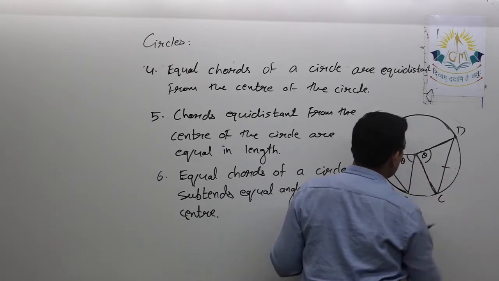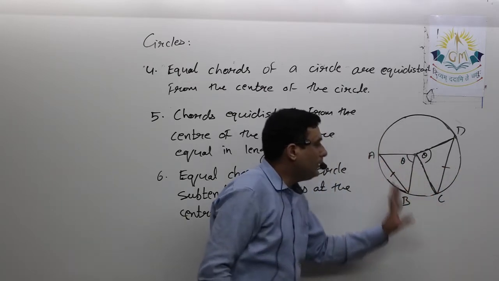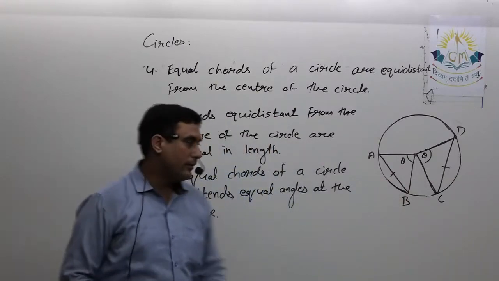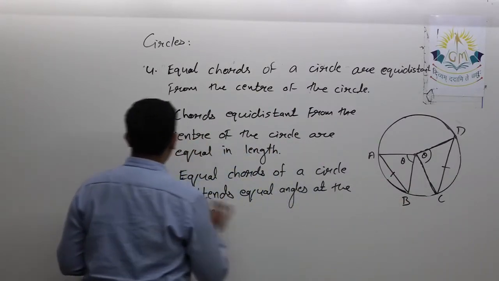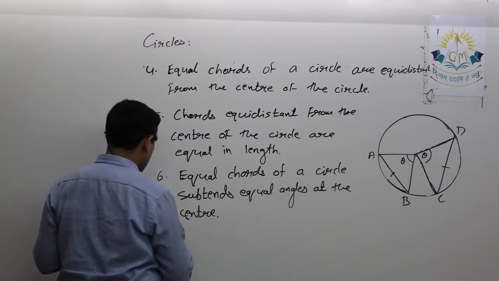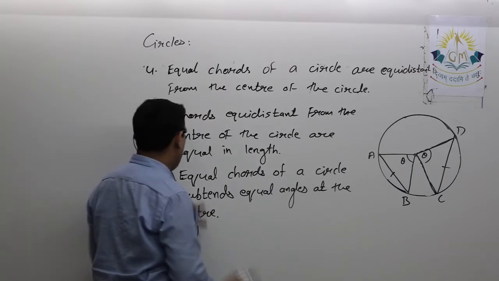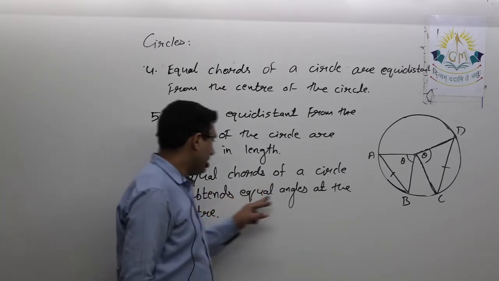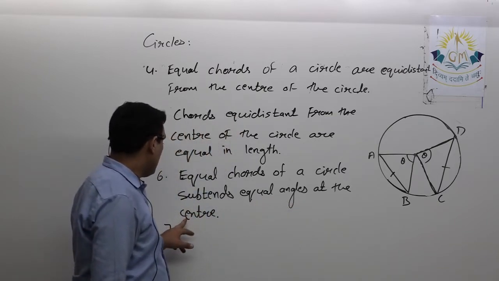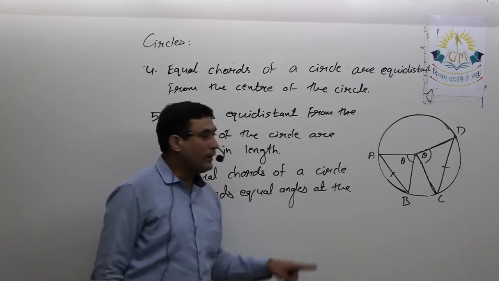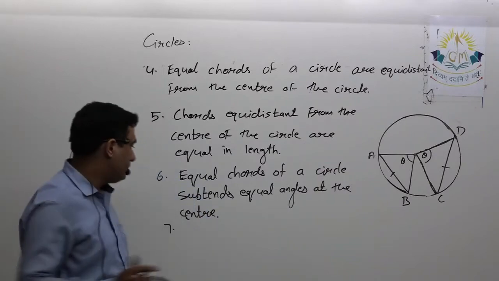If AB equals CD, if two chords are equal, then they subtend equal angles at the center. Okay, now next one is the converse of this, the seventh one. Equal chords of a circle subtend equal angles at the center. Now, the chords subtending equal angles at the center are equal.